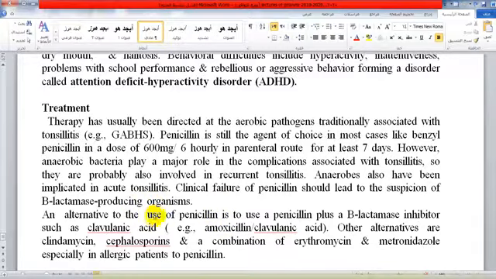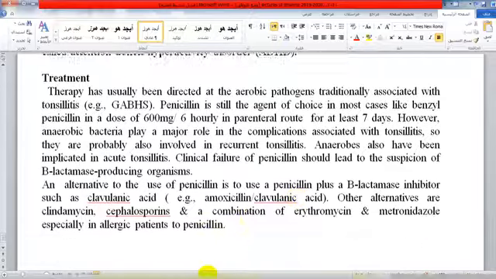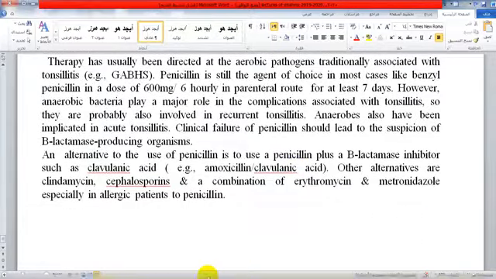An alternative to the use of penicillin is to use a penicillin plus a beta-lactamase inhibitor such as clavulanic acid, e.g. amoxicillin clavulanic acid, which in the markets we call Augmentin. Other alternatives are clindamycin, cephalosporins, and a combination of erythromycin and metronidazole, especially in patients allergic to penicillin.